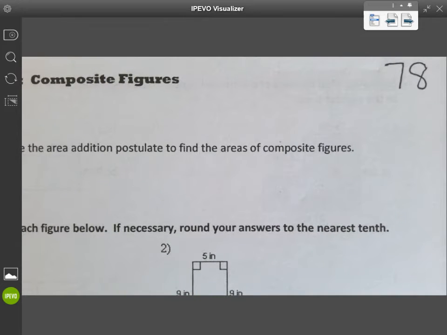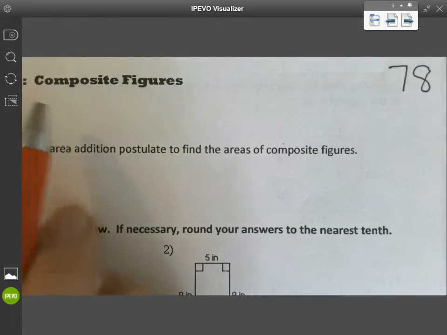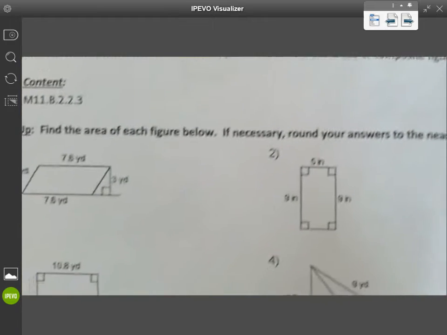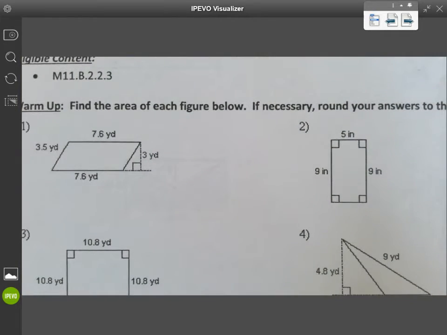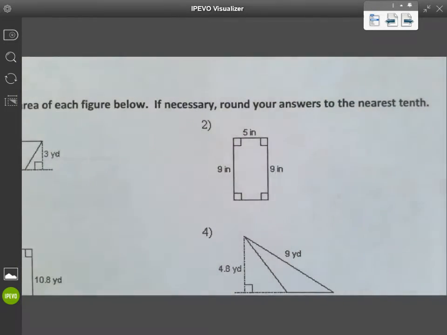Okay, we're doing worksheet 78 and we're talking about composite figures today. We are starting with the review. We are finding the area of each figure and we are rounding to the nearest tenth. So make sure you pay attention for that.